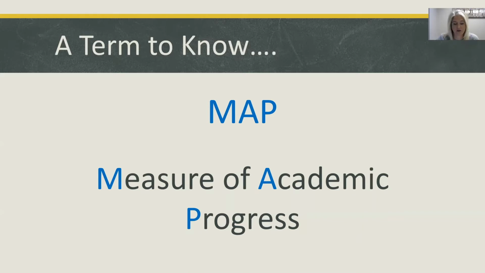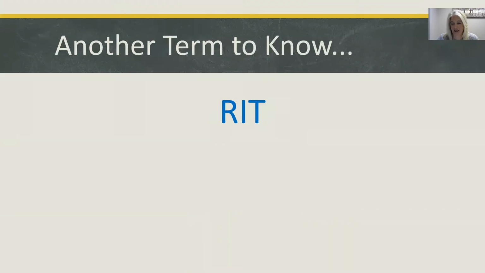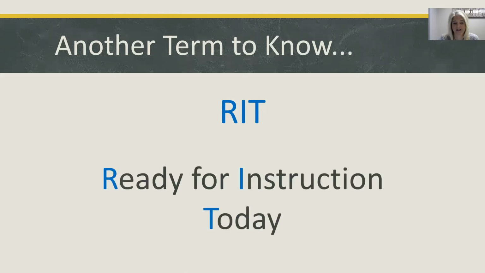The scores that we receive from the NWEA MAP assessment are known as RIT scores. And this too is an acronym, and it talks about readiness. And RIT stands for Ready for Instruction Today. We're going to spend a lot of time looking at RIT scores and looking at the tables and the charts and thinking about how we can use that information to make those decisions and how we can go meet the student where they are based on their readiness.